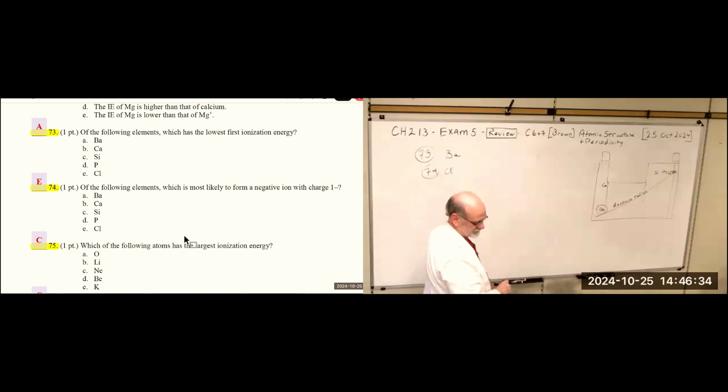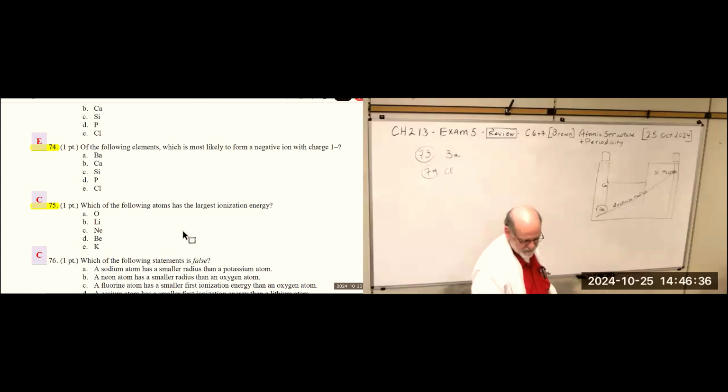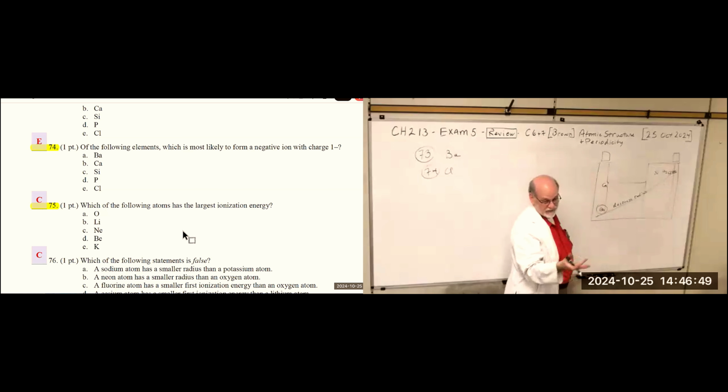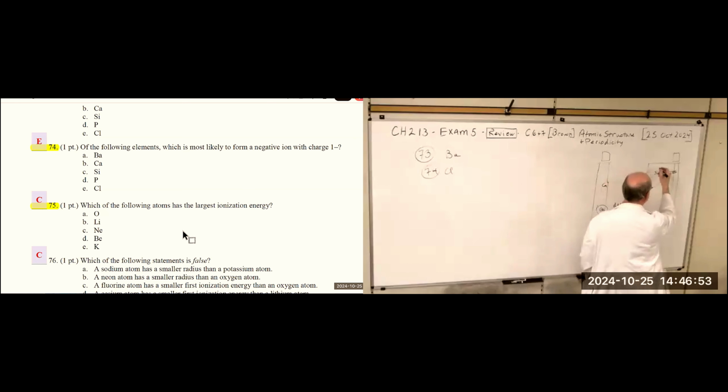That's chlorine. 75. Which of the following atoms has the largest ionization energy? Okay, the largest ionization energy, we would be looking at this region up here if they're available. Oxygen would be right over sulfur right here.